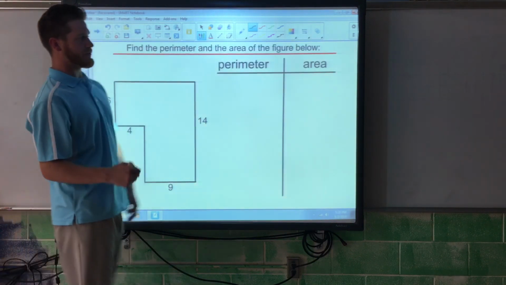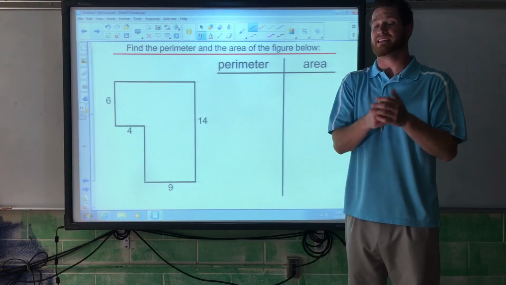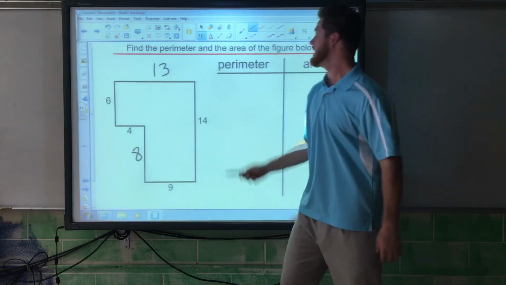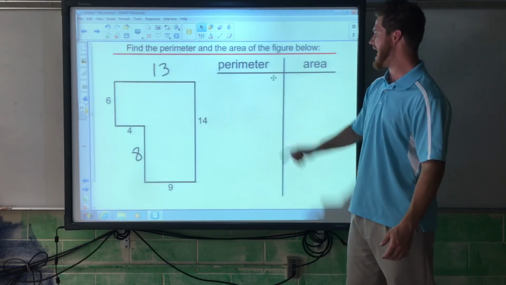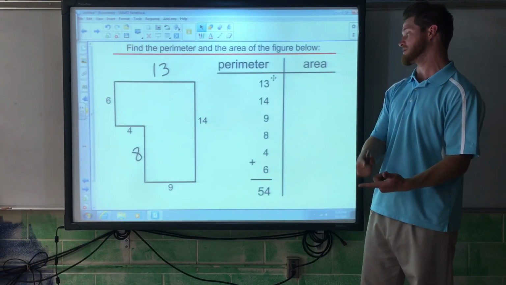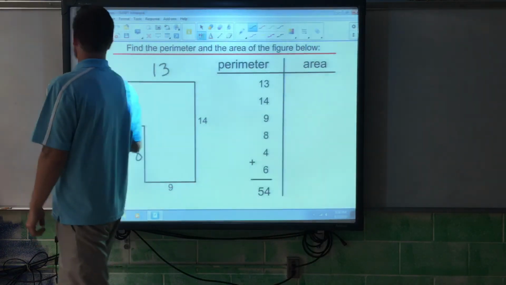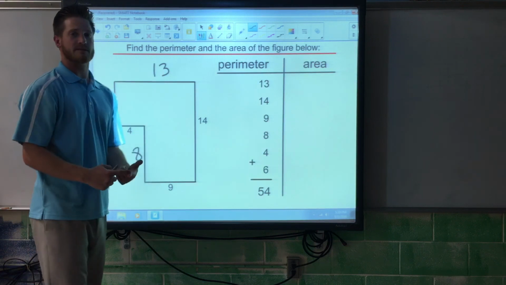If it was asking for the perimeter and the area of this figure, you have to fill in the missing lengths first. So again, we have 13 and 8. And by now you know to find the perimeter, you just add up all the sides. If we were to add up all these sides, 13 plus 14 plus 9 plus 8 plus 4 plus 6 gives you 54.